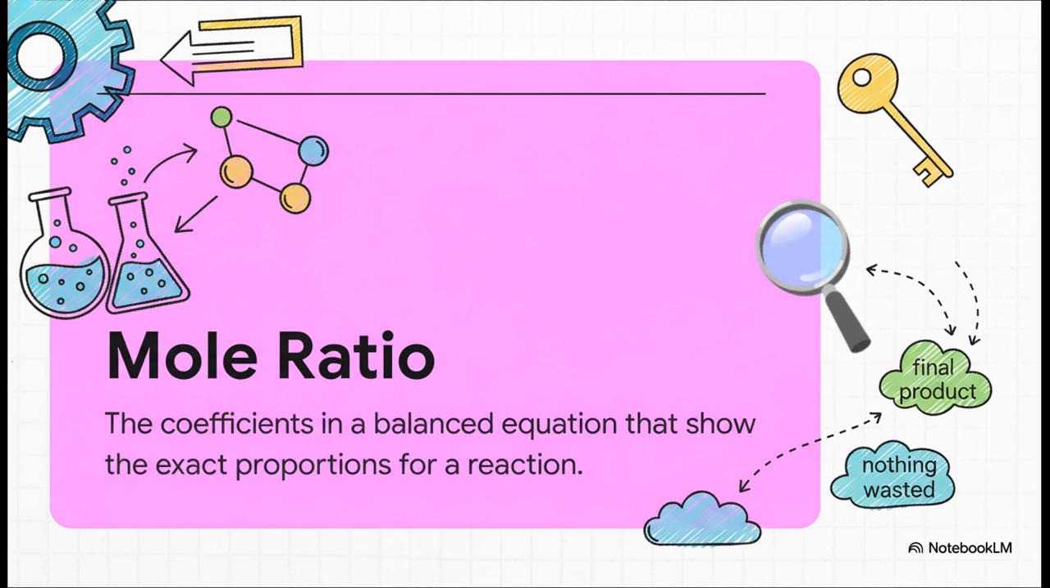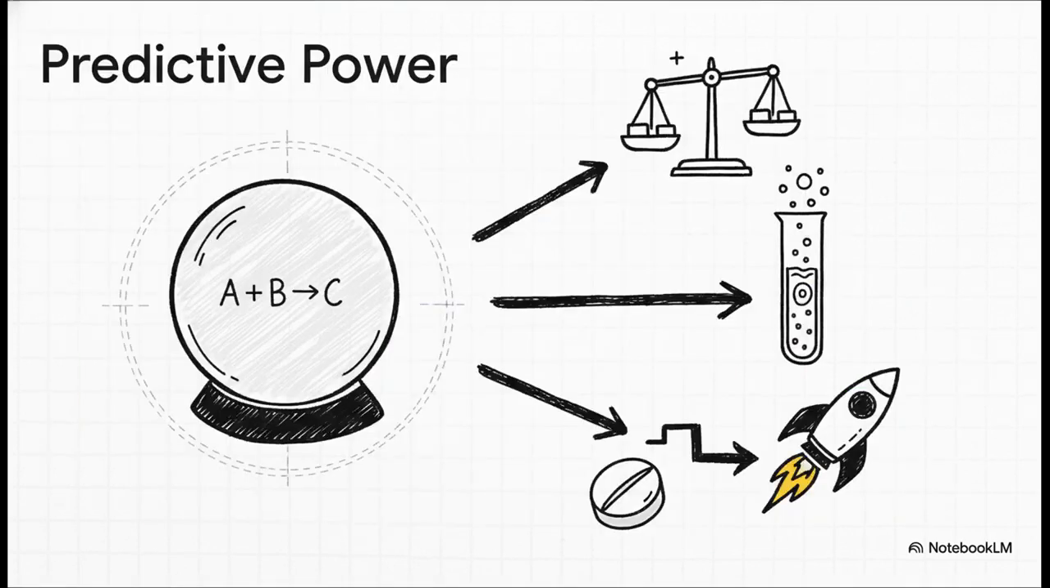It unlocks that superpower we were talking about because it tells you exactly how much stuff you need to get exactly how much you want at the end, with nothing wasted. Because with that ratio, you can do some amazing things. You can predict exactly how many molecules, or moles, of something you'll need. You can calculate the precise mass of any ingredient or product. You can even figure out the volume of gases that are part of the reaction. This is literally how scientists and engineers can design everything from life-saving drugs to the fuel that sends rockets to space. It's all about precision.